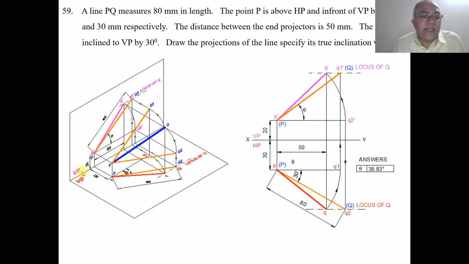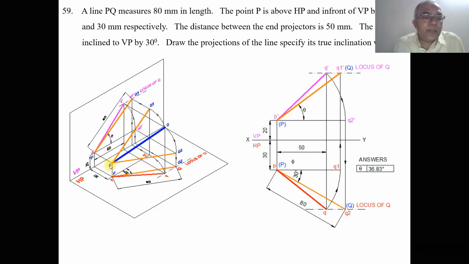With small p as center, you draw a line which is inclined at 30 degrees to VP for a distance of 80 mm. So you get the true length in the top view, and you get the locus of Q in the top view. You mark this point as Q2 and join P and Q2 with a little bit thicker line than the XY line. We know that this is the true length in HP, so obviously that line should be parallel to HP.